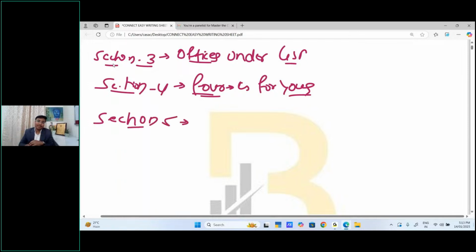Section number 5. Section number 5 is very high. You just need to link the number 5 with high. Section number 5 is very high, that is, powers will always be on a higher side. When I have powers, then I will be at a higher place, at some highest level. So powers are always on a higher side. So section number 5 is very high. That means powers of the officers.